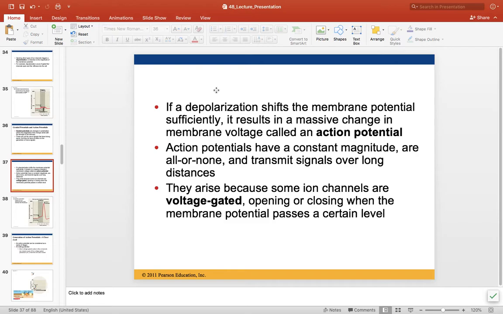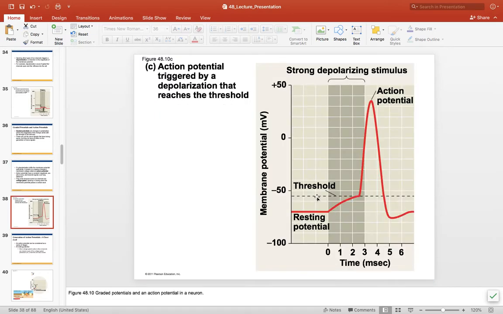If depolarization shifts the membrane potential sufficiently, it results in a massive change in the membrane voltage called an action potential. Action potentials have a constant magnitude and are an all or none phenomenon and transmit signals over long distances. Okay, so you can see we have this threshold line, which is for all neuron cells. If the membrane potential in millivolts reaches that threshold or surpasses it, you will have a huge jump in your membrane potential, which is called an action potential. Okay, so that's going to move that message through that cell, no questions asked.